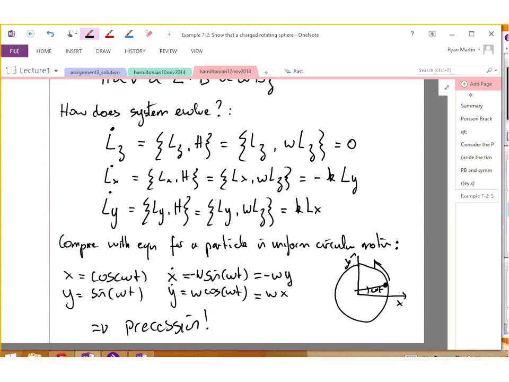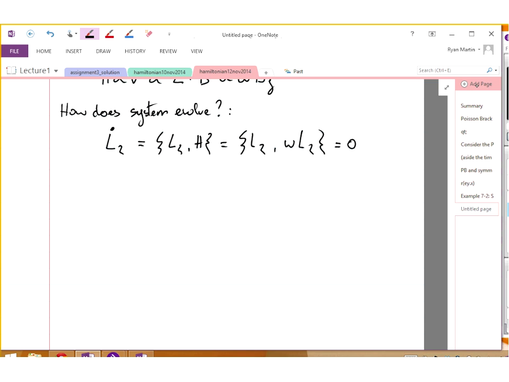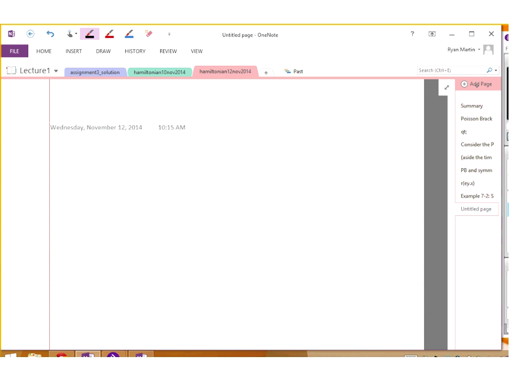Any questions about this example? It's kind of neat because you don't have to really write out any equations, and you just have to use the Poisson brackets of the system and some understanding of rotations and symmetries to come up with this conclusion. So that was pretty neat. All right, so let's finish up more rigorously on Poisson brackets and conserved quantities.